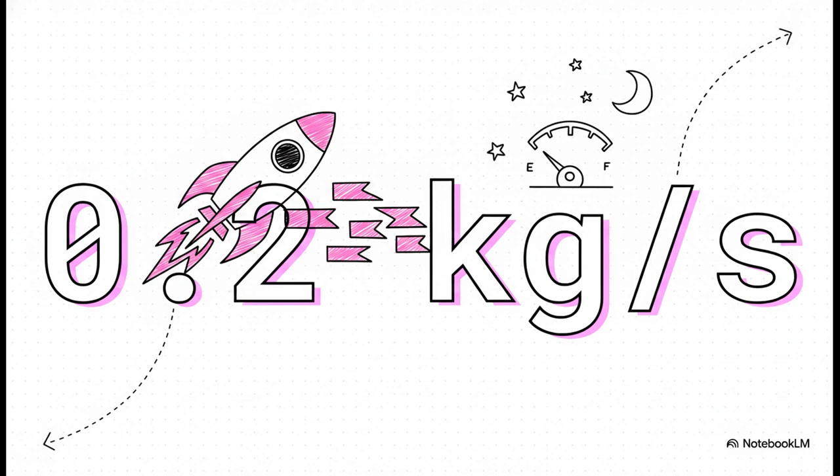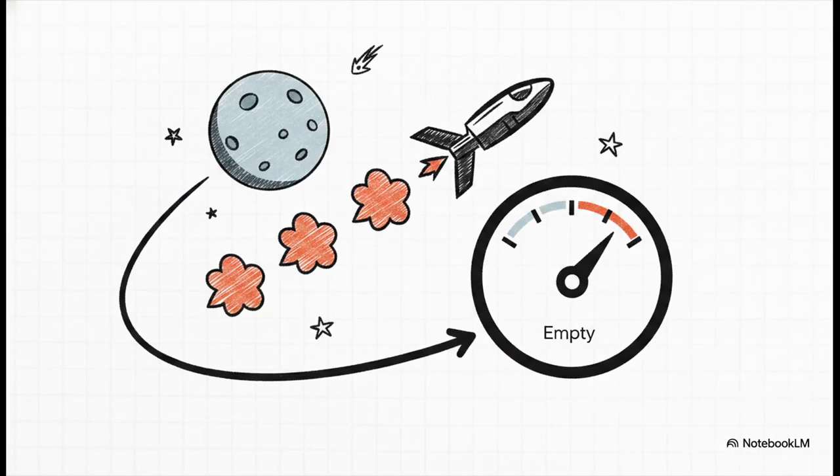Every second, 0.2 kilograms of fuel are burned, and out in the vacuum of space, AAA isn't coming to bail you out with a gas can. The margin for error is absolutely zero. And this brilliantly illustrates the universal power of integration.